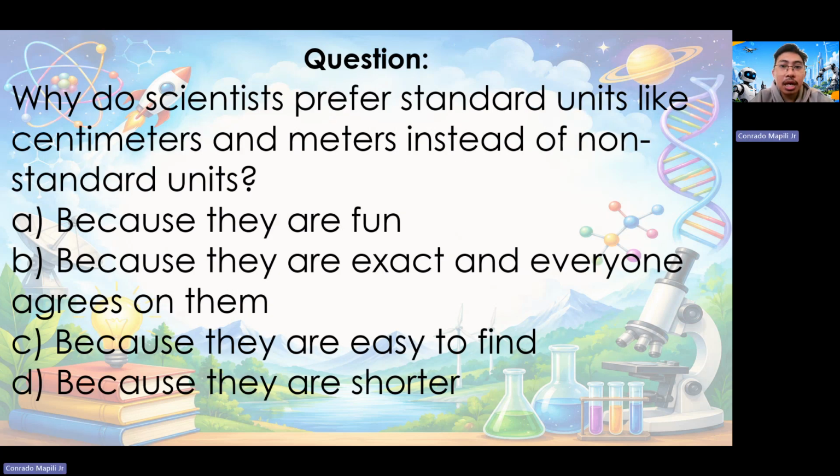Next, why do scientists prefer standard units like centimeters and meters instead of non-standard units? A. Because they are fun. B. Because they are exact and everyone agrees on them. Or letter C. Because they are easy to find. Or letter D. Because they are short. What's your answer? Okay, excellent choice.